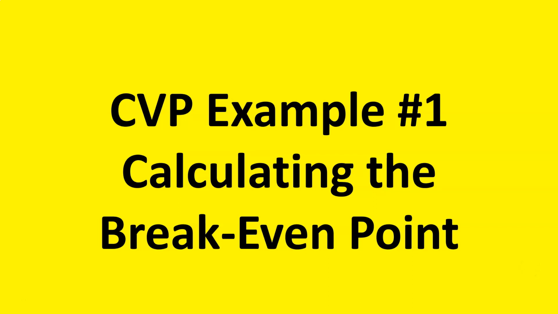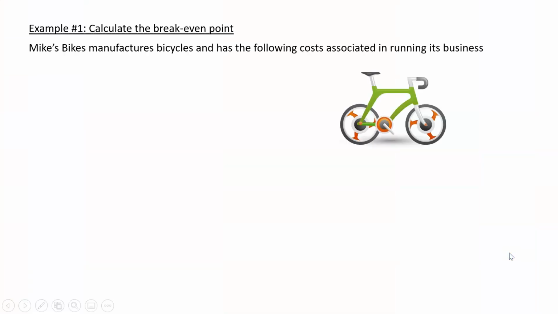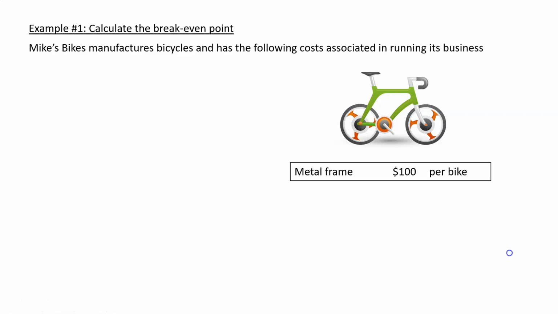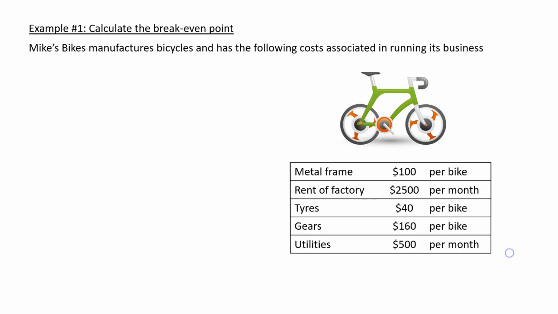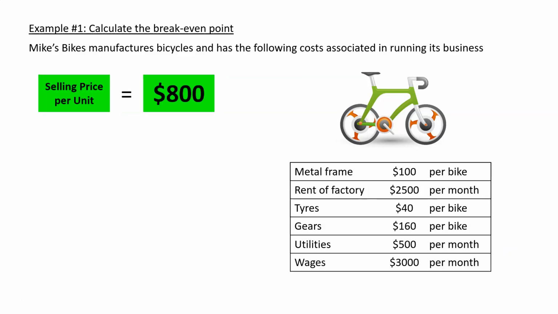Let's look at CVP example number 1. We're going to calculate the break-even point, and we're going to use Mike's Bikes as an example. Mike's Bikes manufactures bikes and has the following costs. The metal frames are $100 per bike. The rent is $2,500. The tires are $40 and the gears $160 for each bike. We've got utilities of $500 a month and wages of $3,000. Now, Mike sells each bike for $800 per unit.